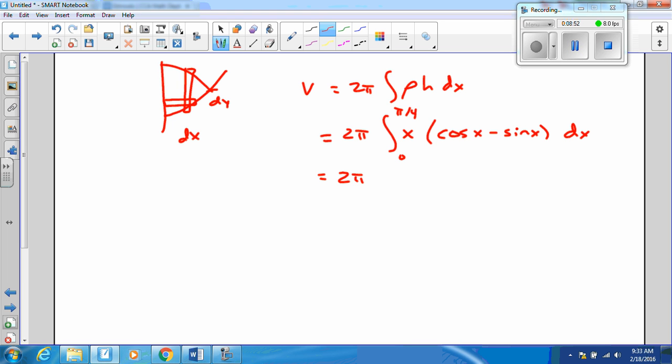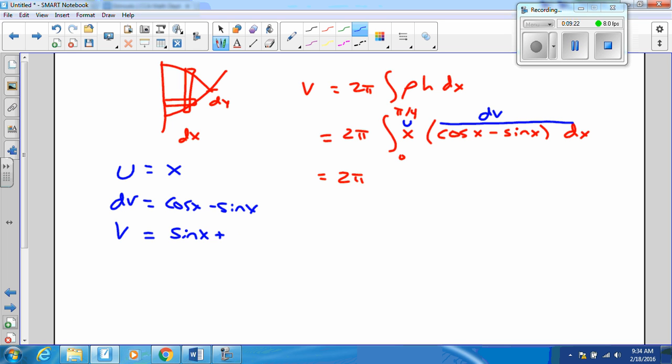Now, interestingly, it's pretty clear I want to use parts on this. Several people tried to split this up into 2 integrals, which is fine. There's nothing wrong with that, except that it's not very efficient. If I treat this as u and dv directly, then I get a not too hard integral to deal with. So I have u is x, dv is cosine x minus sine x, so v is sine x plus cosine x, and du is dx.